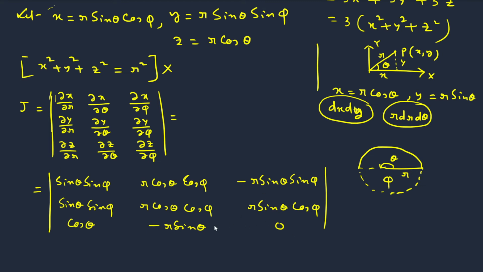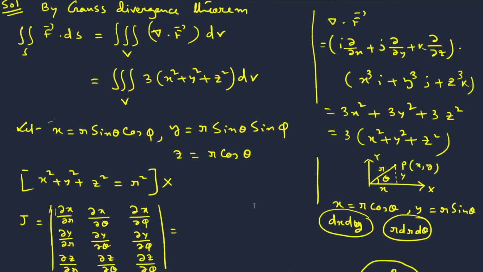Now you have to expand this. Okay. After expanding, this value will come r square sine theta. So this particular value now you have to remember. Otherwise, you have to do all these things. So you just remember, in spherical transformation, the Jacobian is what? R square sine theta.